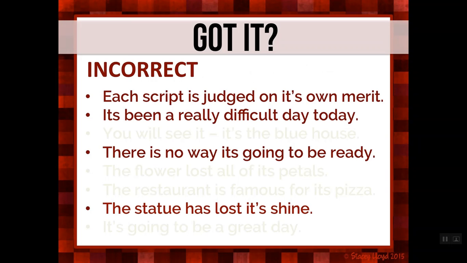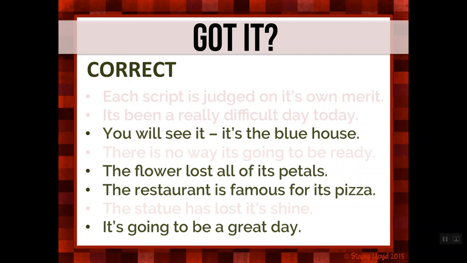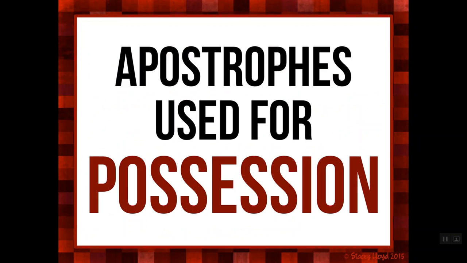So, here are the incorrect ones. Each script is judged on it is own merit. I don't think so. Its own merit. It's been, it has been a really difficult day, so the apostrophe has to go in there for the second one. The third one: there is no way it's going to be ready, there's no way it is going to be ready. And the statue has lost it is shine. No, the statue has lost its shine. And the rest of them are correct: it is the blue house, it lost all of its petals, its pizza, and it is going to be a great day. So those are correct.